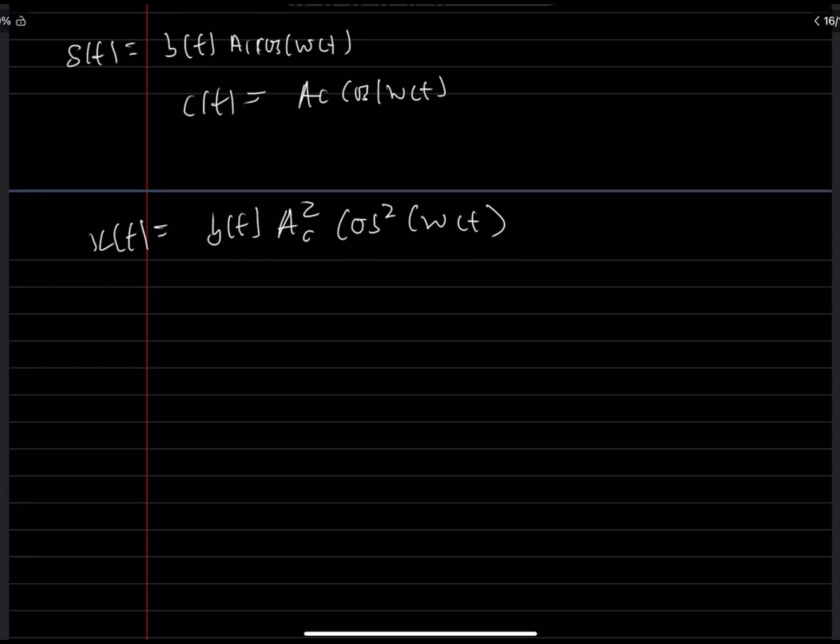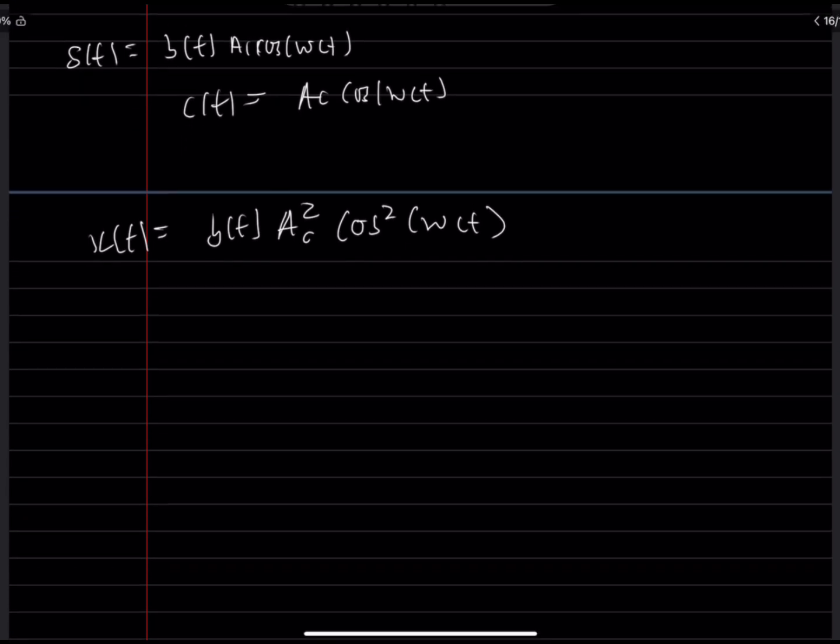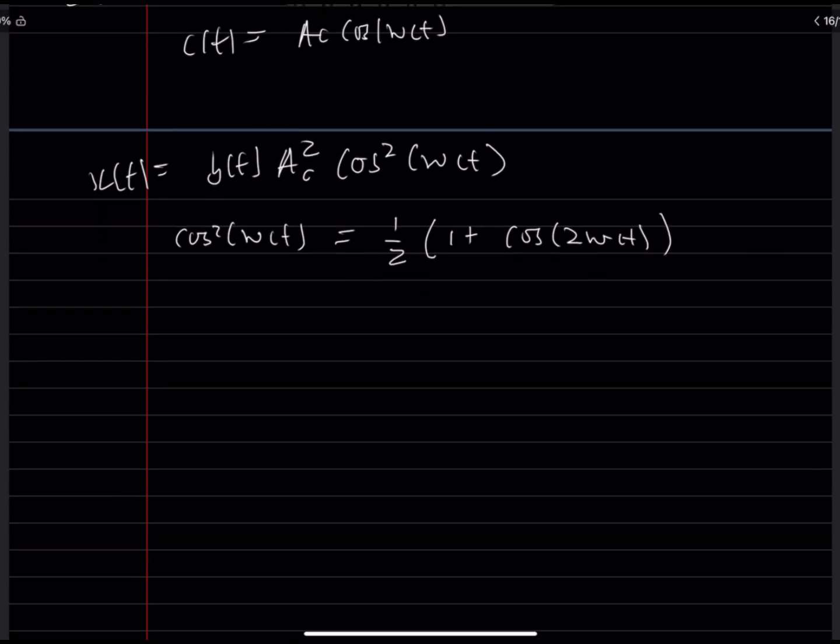You remember the identity which states that cos squared A is equal to 1 over 2 into bracket 1 plus cos 2A. In that case, our A is omega_c t, so therefore we are going to get 2 omega_c t. So this is what we get from this trig identity.